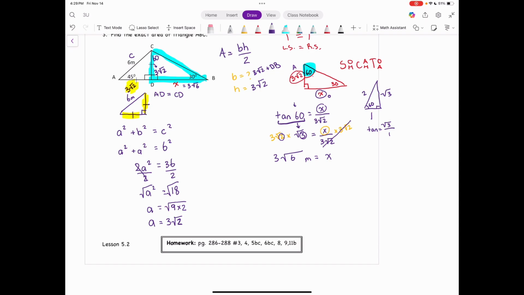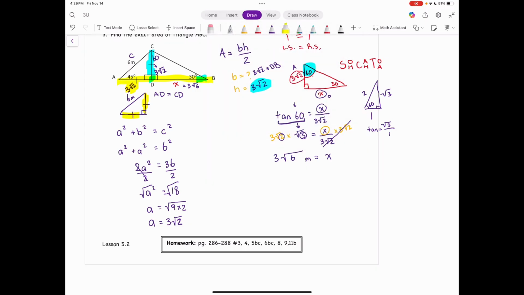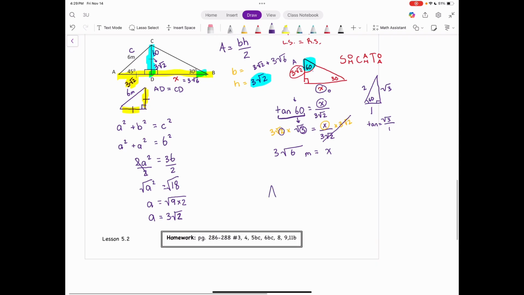So now I know a couple of things. I know that the height of my triangle is 3 times the square root of 2. And I know that the base of my triangle is 3 times the square root of 2 plus dB, which we just figured out was 3 times the square root of 6. So now we have an expression for our height and for our base. So we can go ahead and use our area equation, which is base times height divided by 2, to figure out what the simplified exact area is.